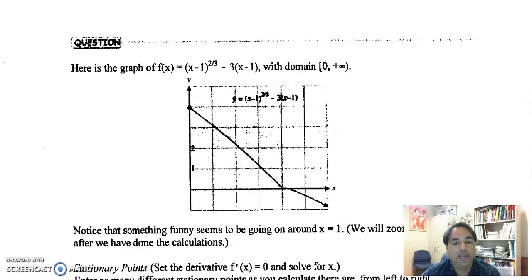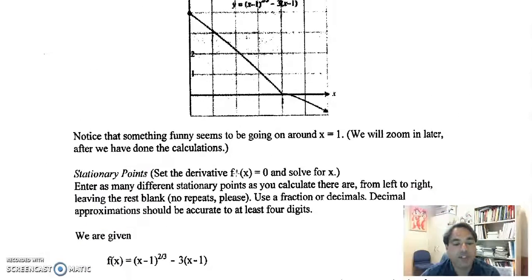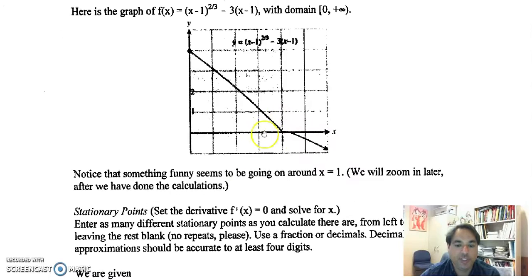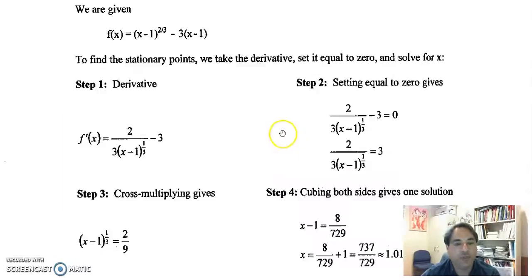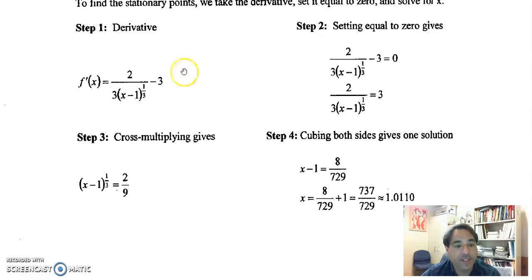Okay? Again, what does a singular look like? A singular looks like a sharp corner. In this example, the function is (x − 1)^(2/3) − 3(x − 1). If you look at the derivative of it, you get (2/3)(x − 1)^(1/3) − 3. The point is, what number could I plug into the derivative that would make this undefined?